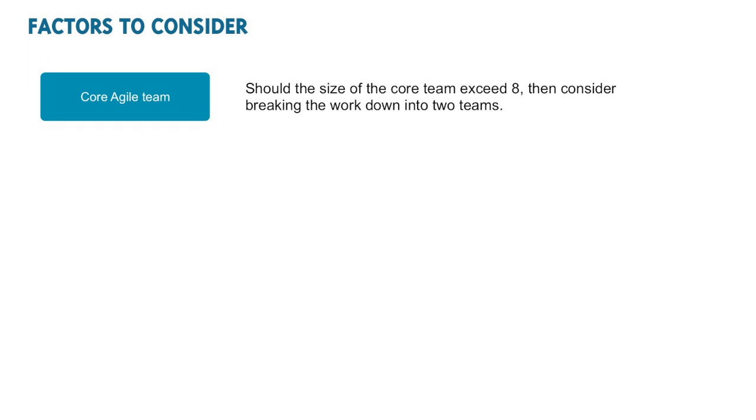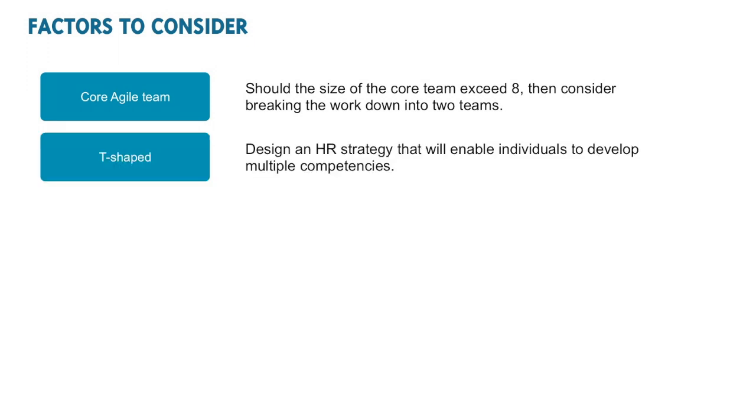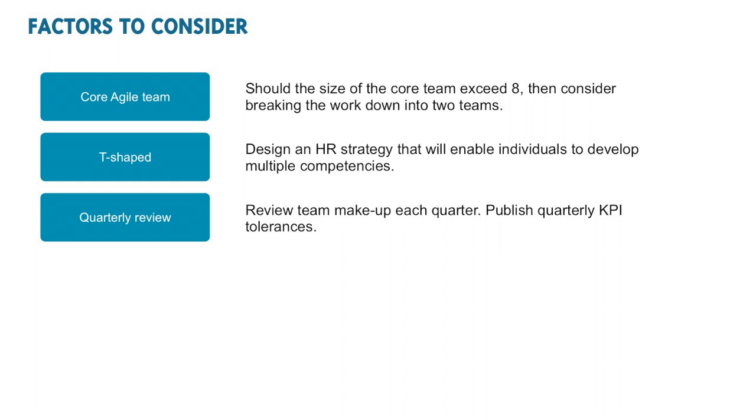Factors to consider. Core team. Should the team design framework show that the number of people required on the core team exceeds 8, then the work should be broken down to form multiple Agile teams. T-shape. It may be necessary to develop a T-shaped resource strategy within the organization. Quarterly review. The organization must commit to reviewing the performance of the team against the agreed key performance indicators, as well as being prepared to grant individual teams some influence through the definition of pre-agreed KPI tolerances.